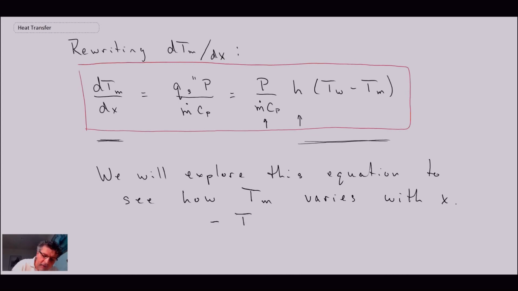And we'll do it with two boundary conditions. One is a constant temperature boundary condition. The other one is constant heat flux. And so that's what we're going to be doing in the next couple of segments, looking at this equation and seeing what it can tell us about the bulk temperature for those two different boundary conditions.